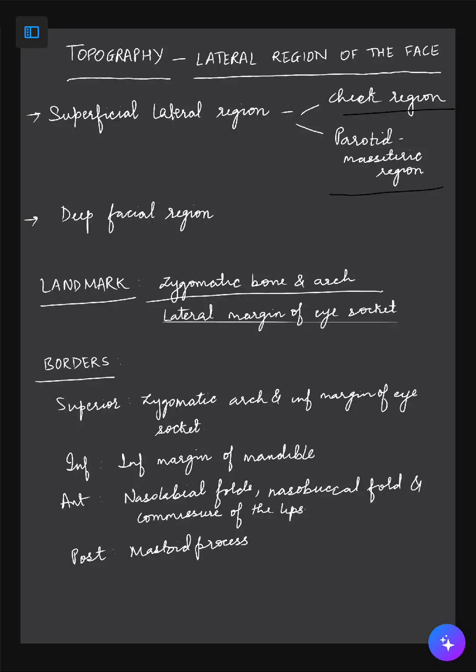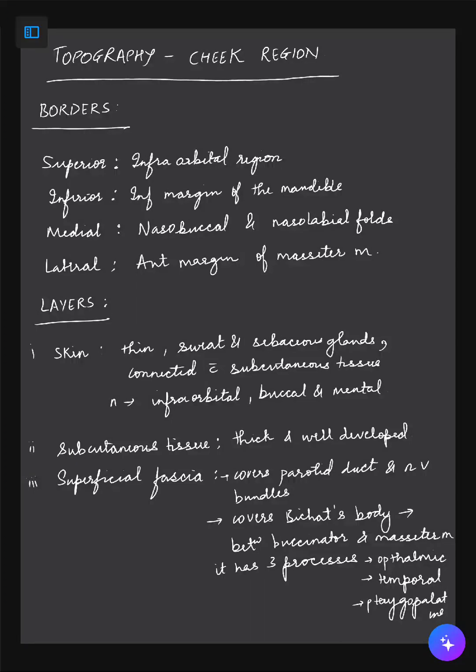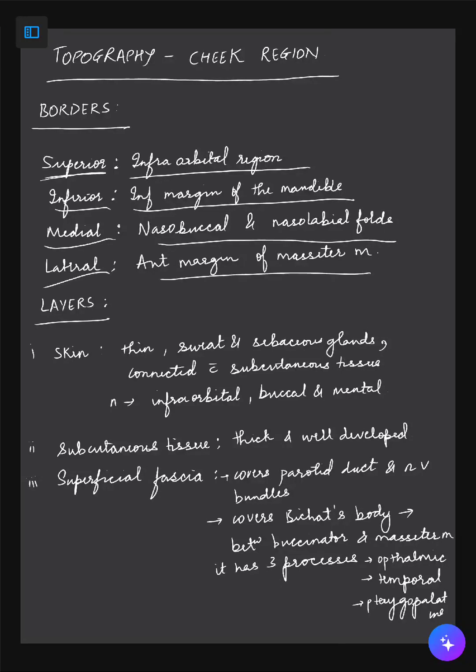The borders are: superiorly, the zygomatic arch and inferior margin of the eye socket; inferiorly, the inferior margin of the mandible; anteriorly, the nasolabial fold, nasobuccal fold and commissure of the lip; and posteriorly, the mastoid process. These are the borders of the lateral region of the face. Now the topography of the cheek region. Superiorly it is the infraorbital region, inferiorly the inferior margin of the mandible, medially the nasobuccal and nasolabial folds, and laterally the anterior margin of the masseter muscle.